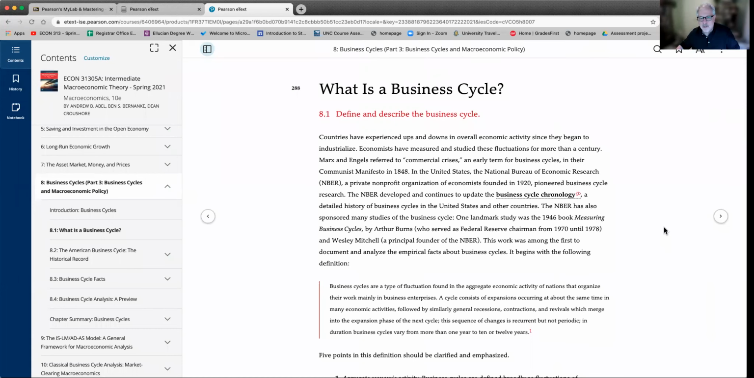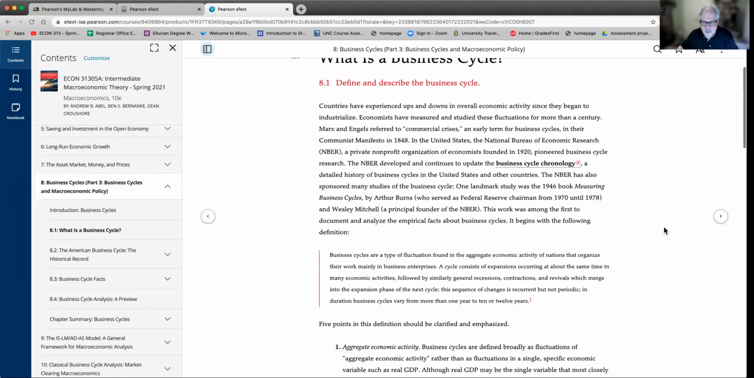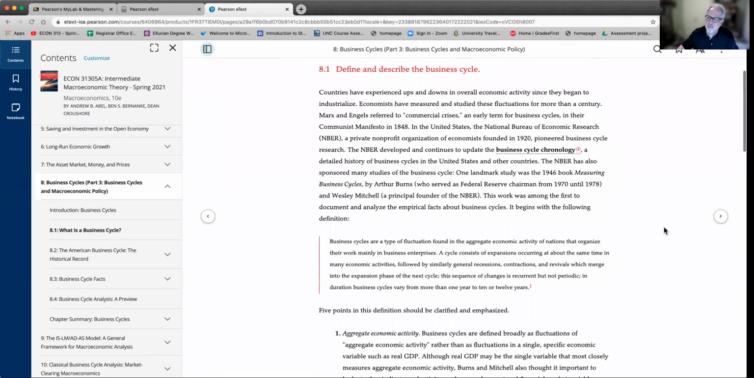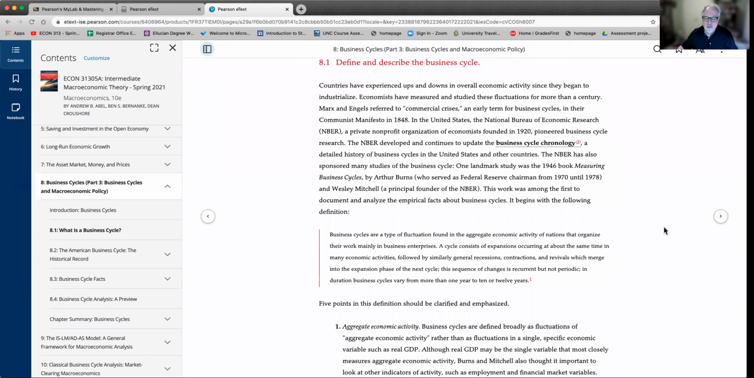It's actually part of the work that I did on my dissertation when I was getting my PhD, the work of Arthur Burns and also Wesley Mitchell, Burns and Mitchell. That was part of the subject of my dissertation when I got my PhD. They were doing work back in 1946. No, I wasn't even born yet then.